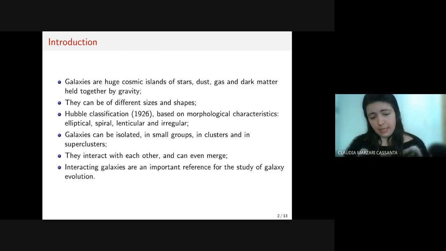Galaxies can be isolated in the universe or in small groups, in clusters, and even in superclusters. They interact with each other and can even merge. In these interactions, galaxies are an important reference for the study of galaxy evolution.